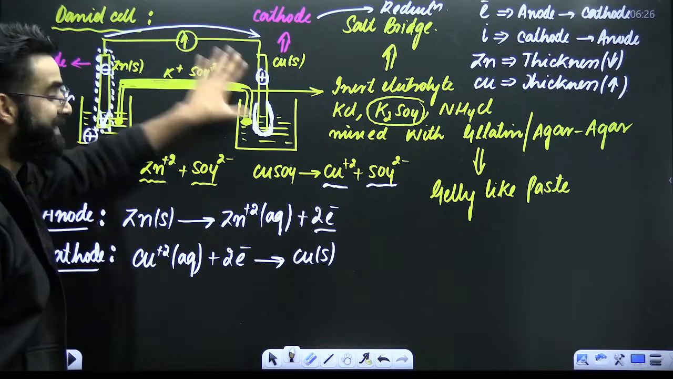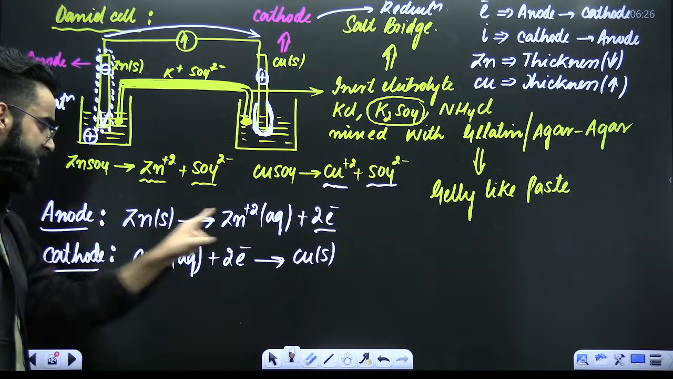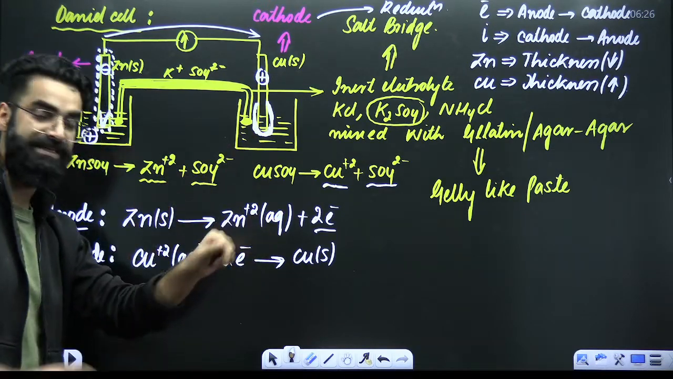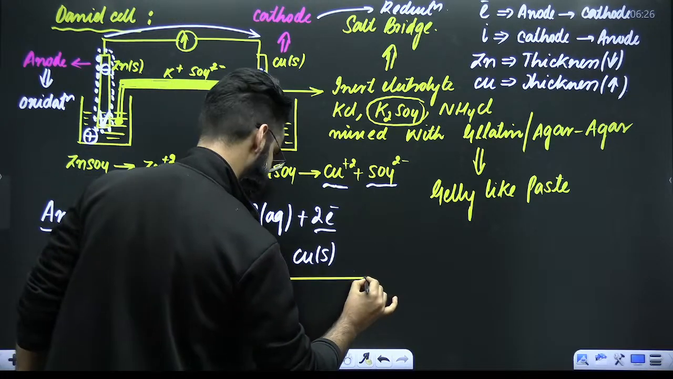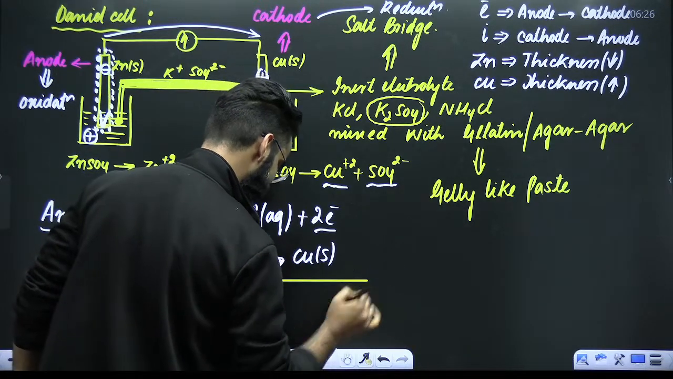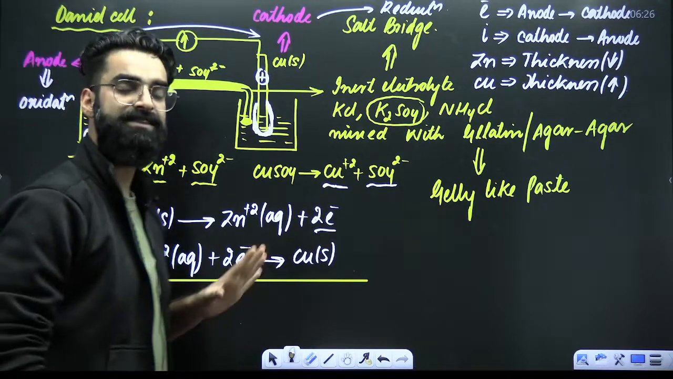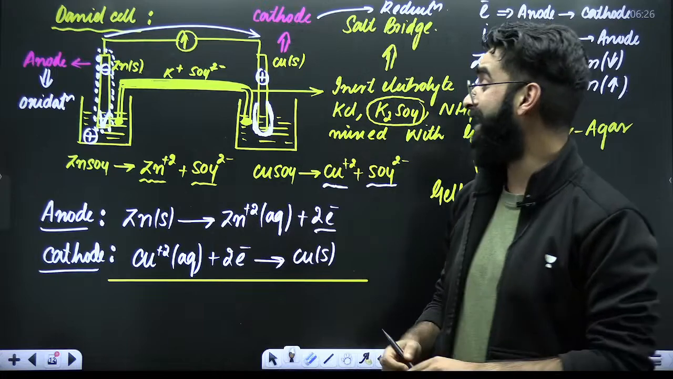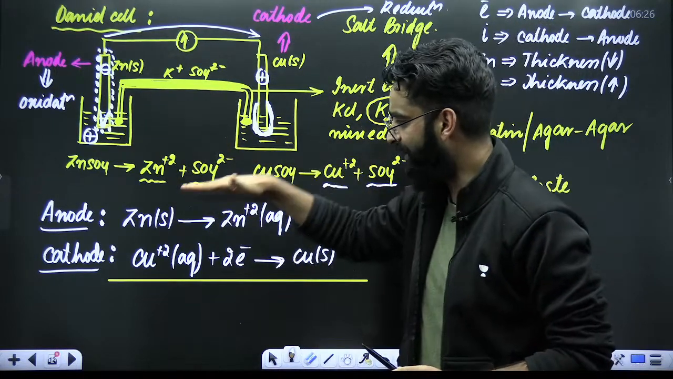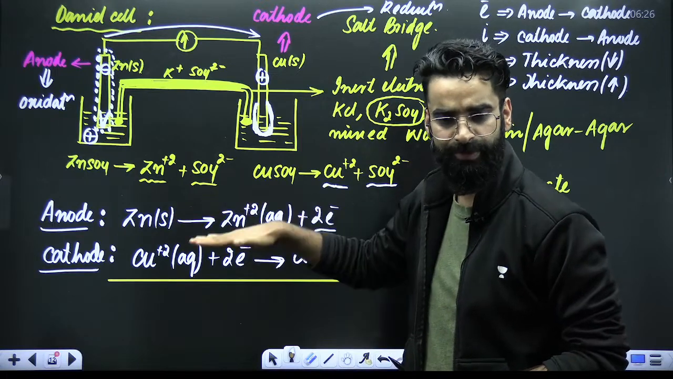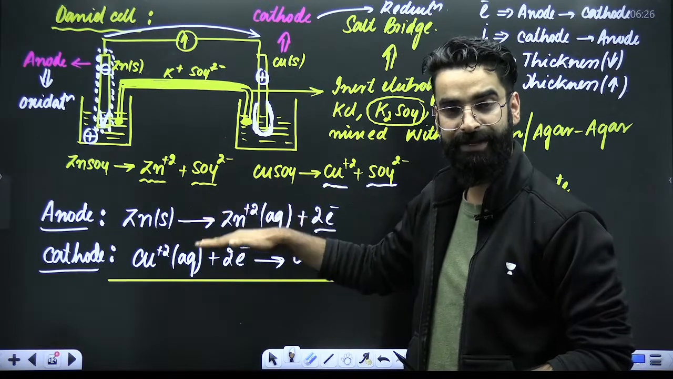Since this particular cell is made up of two electrodes, anode and cathode, at anode oxidation is taking place, and at cathode reduction is taking place. Now, if I ask you, what is the net reaction which is happening in the cell? My dear students, whenever you are supposed to write the net reaction taking place in the cell, first you shall be writing the reaction taking place at anode. Then you shall be writing the reaction taking place at cathode. Right? Reaction at anode, reaction at cathode.